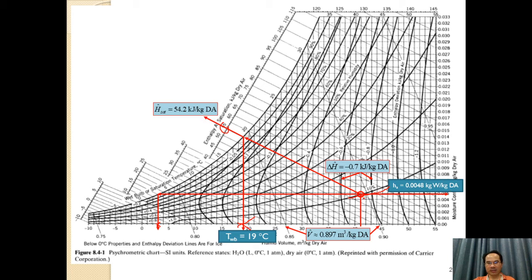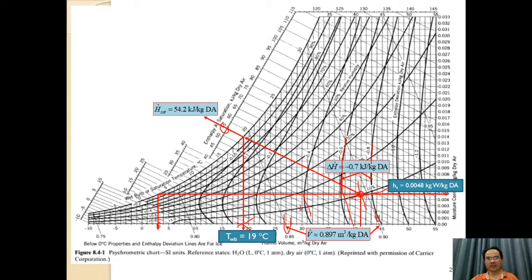And also this point is located between minus 6 and minus 8. It is approximately minus 0.7. This is the enthalpy deviation, in kilojoule per kilogram. And also it's located between the volume lines. That's right, humid volume is about 0.85 to 0.9. For this case, it's approximately 0.897. That's it. This is 0.897.